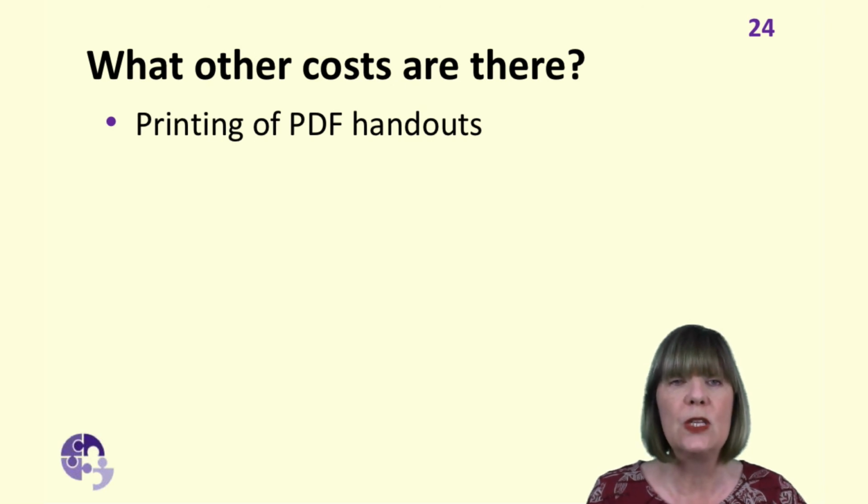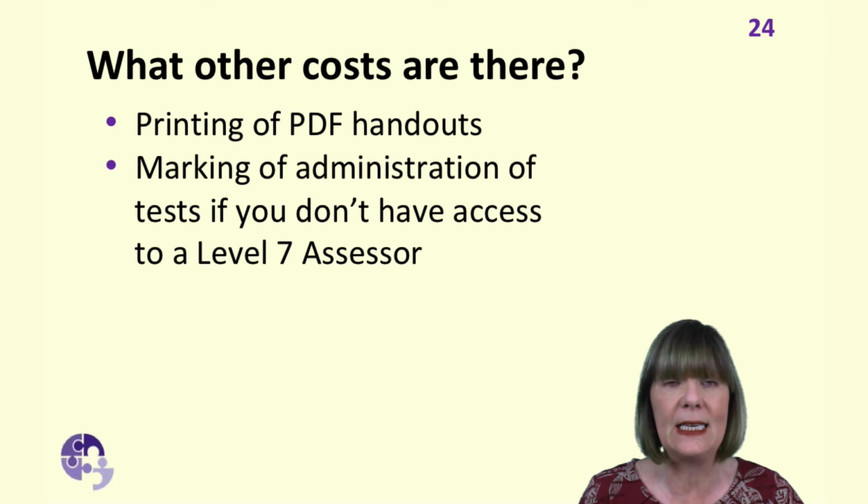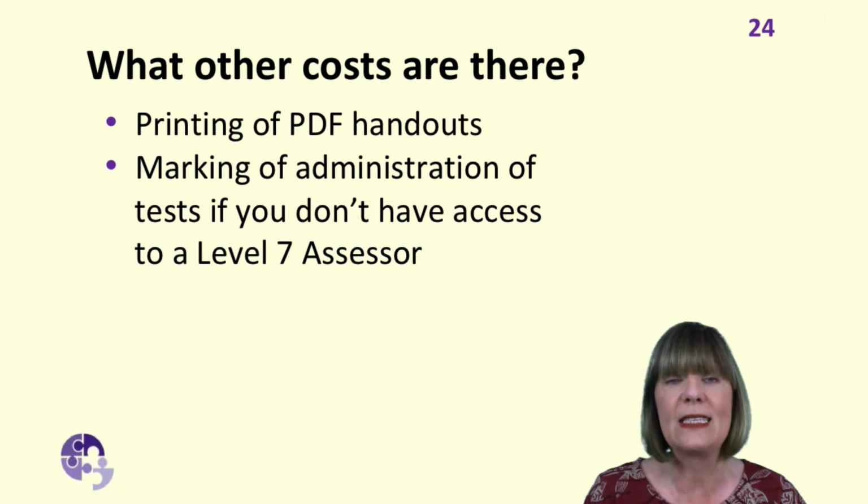Other costs include printing of PDF handouts. This is quite extensive. There's quite a lot of handouts to print out. One of the assignments is to actually administer 3 tests, fairly simple tests. And the way that we ask you to assess that is to ask your Level 7 assessor to watch you administering those tests. We ask them to complete a form to confirm that you've done that accurately. Now, if you don't have access to a Level 7 assessor, we actually can mark those if you video them, and there will be an additional fee for that.